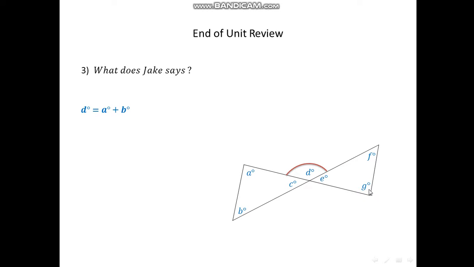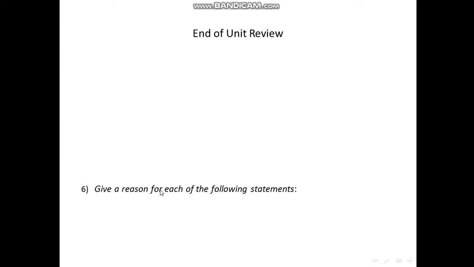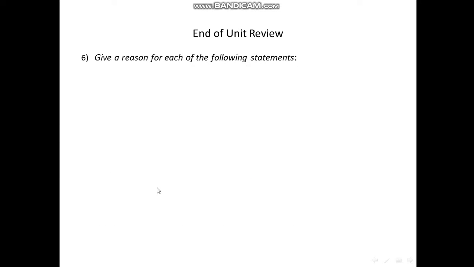Why? Because F and G are inside the triangle, and they are opposite angles to the external angle D, which is at point A. This is the external angle at point C, and two opposite angles to the external angle are A and B. Now I leave you number 4 and number 5. You do it as homework, but I go to number 6.